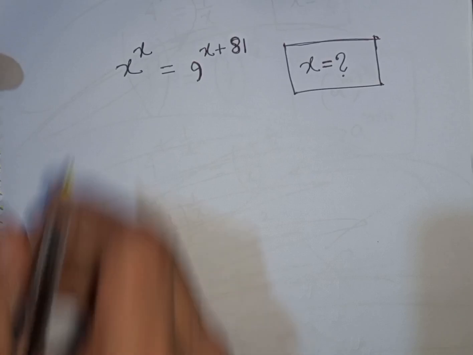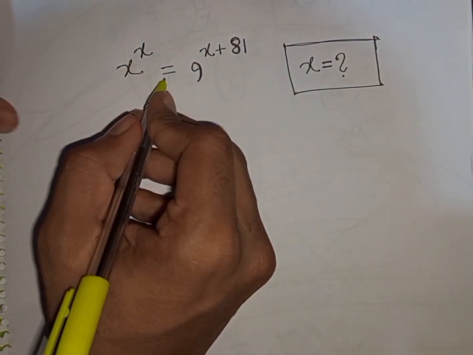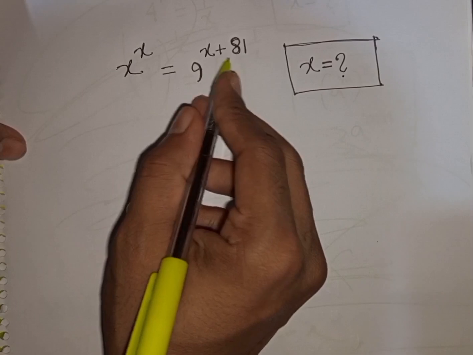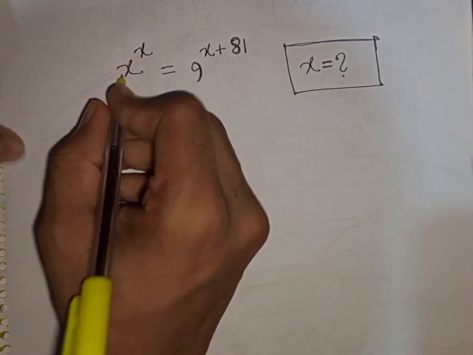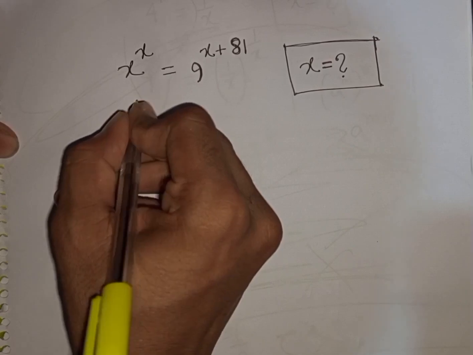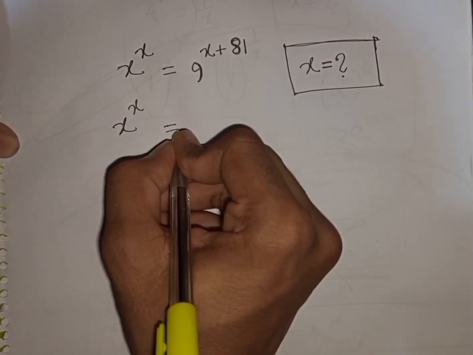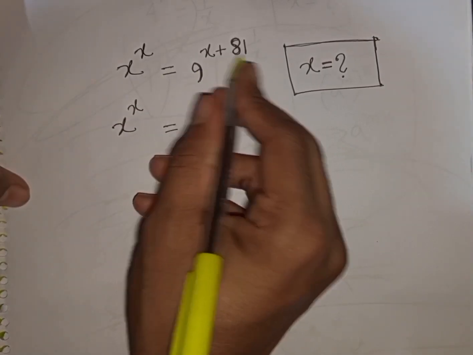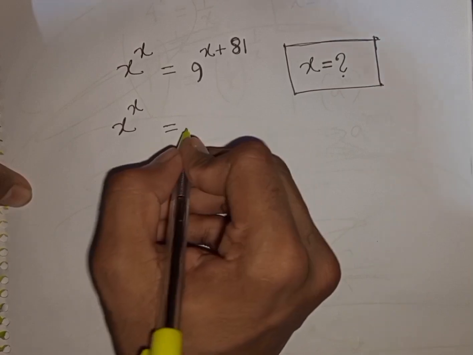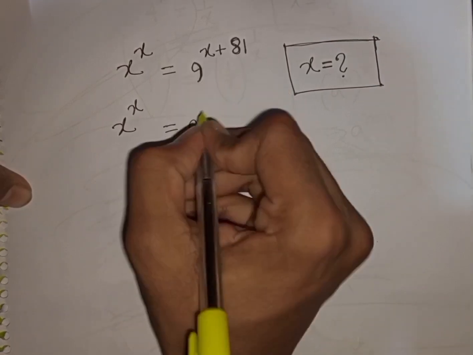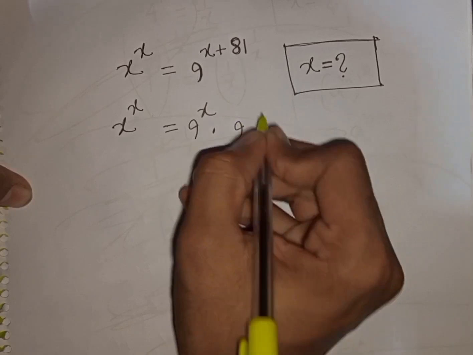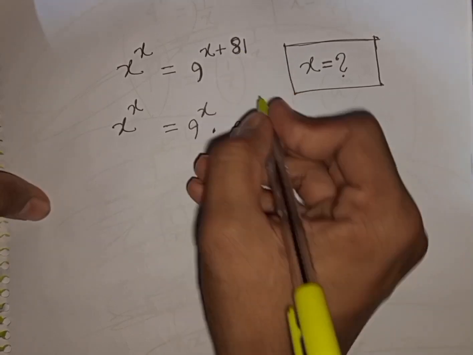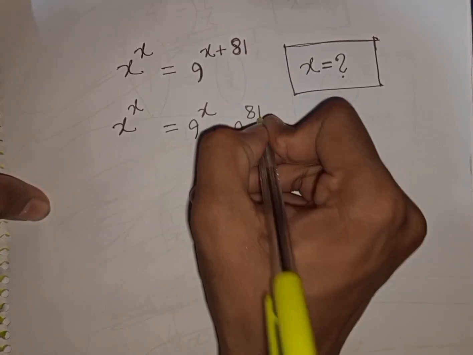How to solve x power x is equal to 9 power of x plus 81. Find the value of x. So we have x power x is equal to 9 power of x plus 81, which can be written as 9 power x times 9 power of 81.